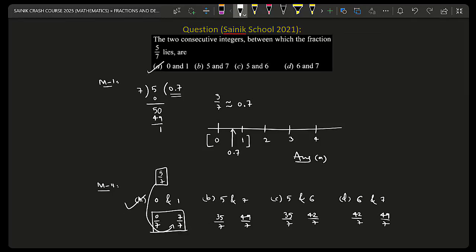So without converting into decimals also we are able to do it. Suppose in place of 5 by 7 we have something like 38 by 7. Then which option would be correct? Option C would be correct. Why? Because 38 by 7 is going to lie between 35 by 7 and 42 by 7. So by converting into fractions also we can do it, but the options we need to convert into fractions.